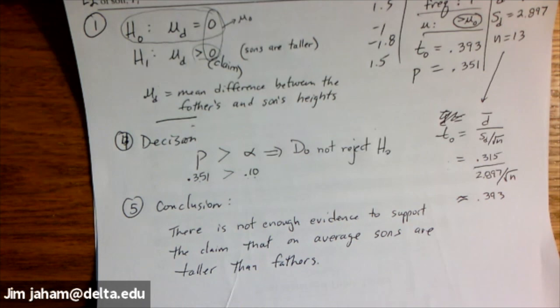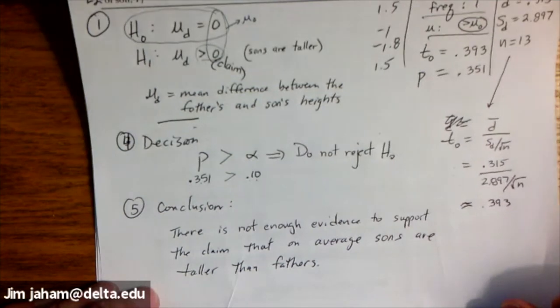So we have pre and post, before and after, matched pairs, sometimes they call it, where we're going to subtract two dependent data values, and then do a t-test on the difference.